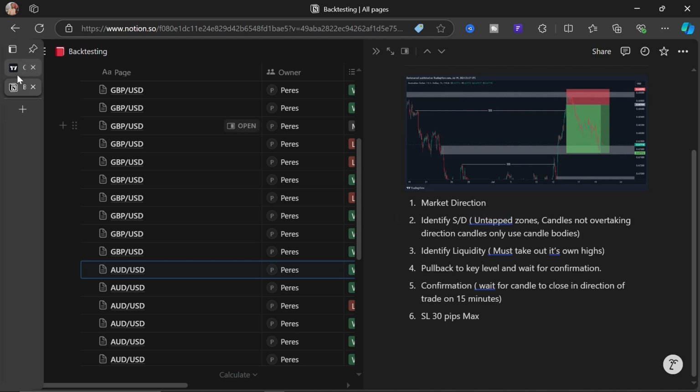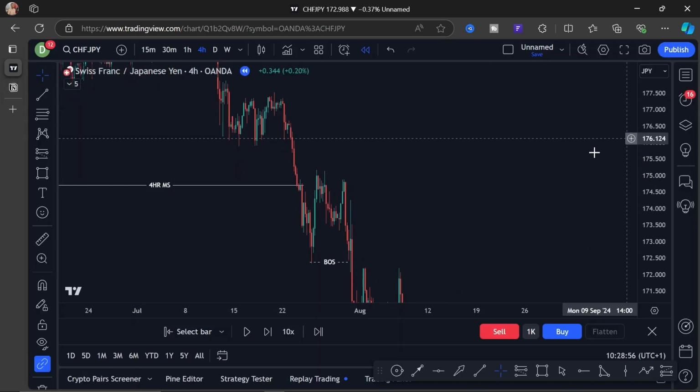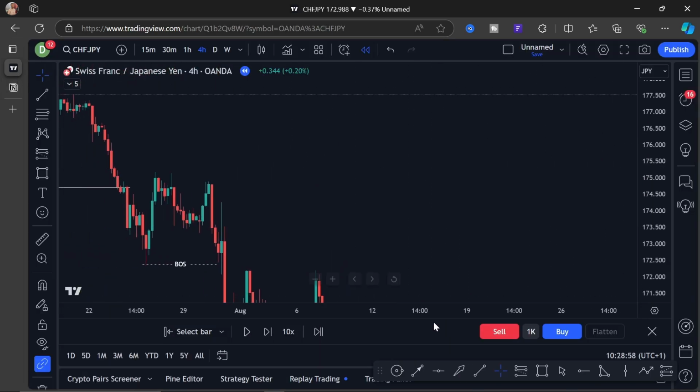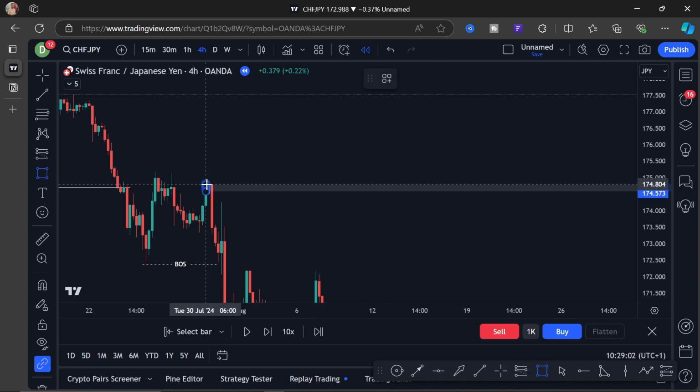Now an untapped zone is simply an area the market hasn't tapped yet. So for example, let's say we want to identify a supply right here. Here we have a supply right here. Why? Because this candle is not tapped yet.